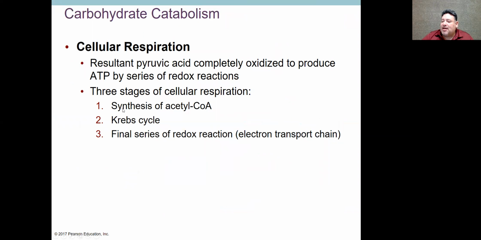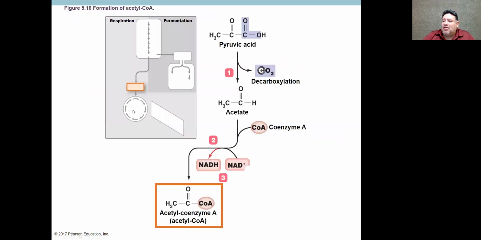So we're going to go to the second step. Now, this synthesis of acetyl-CoA takes place as the pyruvic acid enters the mitochondrial matrix in eukaryotic cells such as us. In prokaryotic cells, it doesn't need to go into a compartment. It just stays in the cytosol. Okay, so we're going to go through this. So what does that look like? Well, it looks like this.